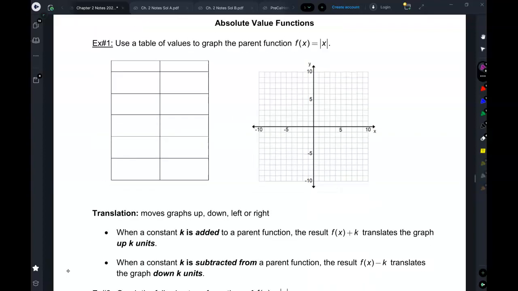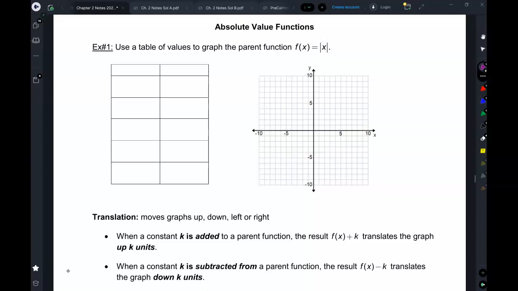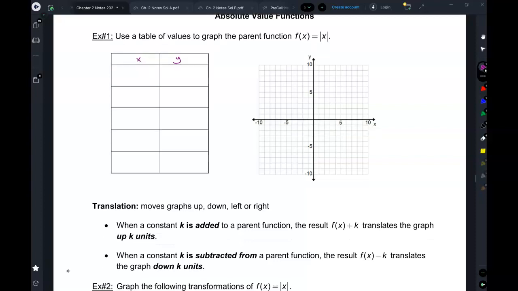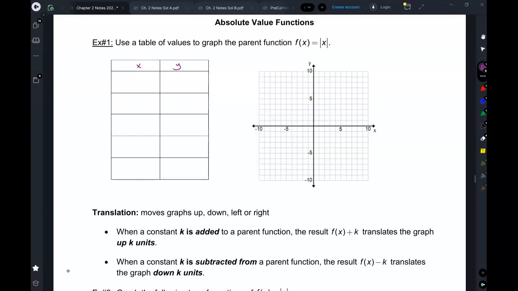Okay. So let's graph an absolute value function. Whenever you want to graph, this first time we're going to do a table, and then we're going to see how else we can do it. So whenever you want to graph with a table, you want to make sure to pick points that are positive, negative, and 0. So for example, I could do -2, -1, 0, 1, 2.